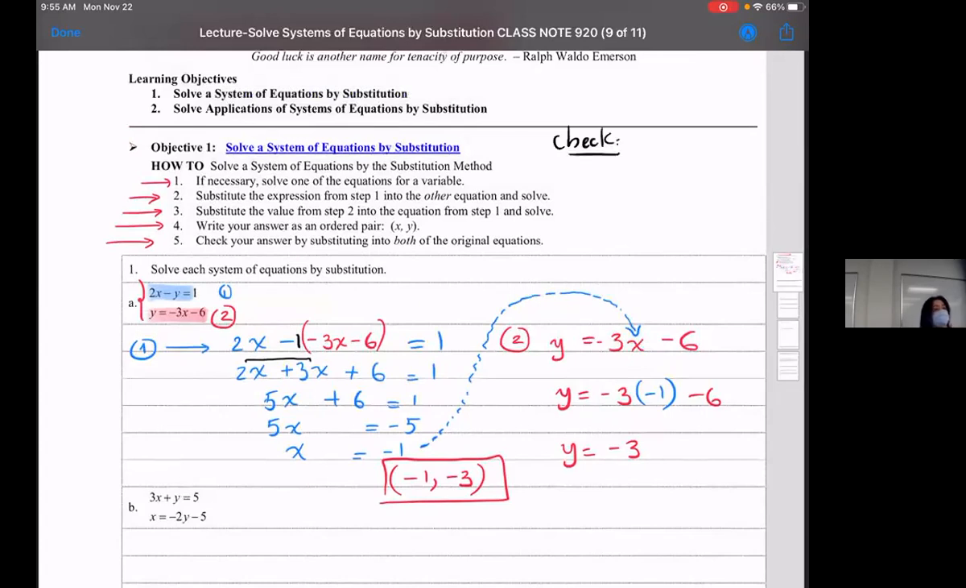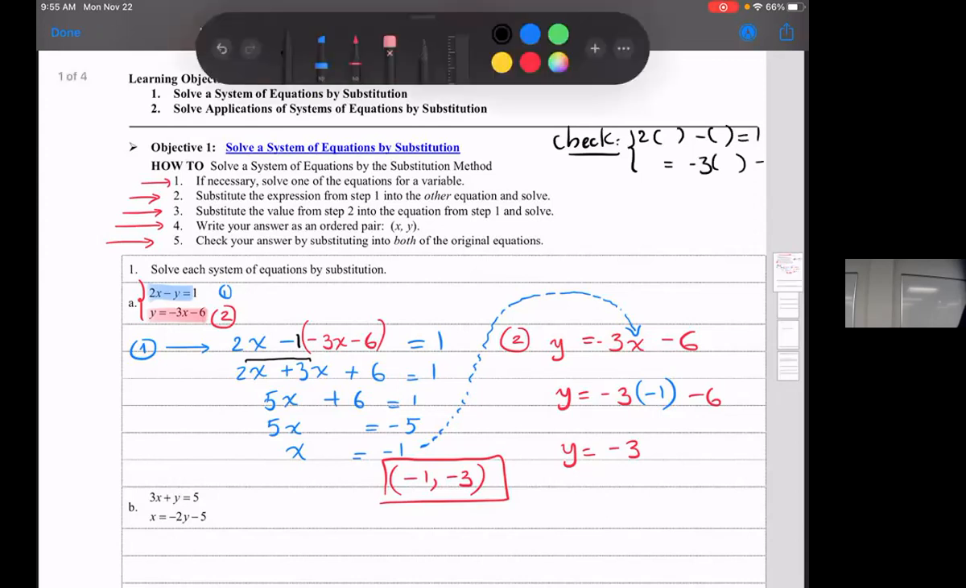On the exam, especially on the inequality problems, I see a lot of people plug it into the wrong inequality. They plug it into the one where they already solved for y, which is not what I want. I want you to go all the way back to the beginning and plug it in. So let me write things down here. I have 2 times parenthesis minus parenthesis equal 1, and then y equal -3 times parenthesis minus 6. You plug in x and y. X is -1, y is -3.